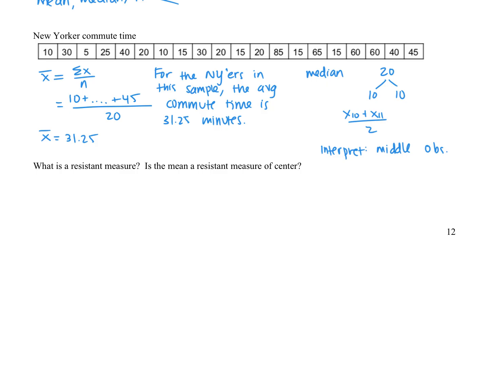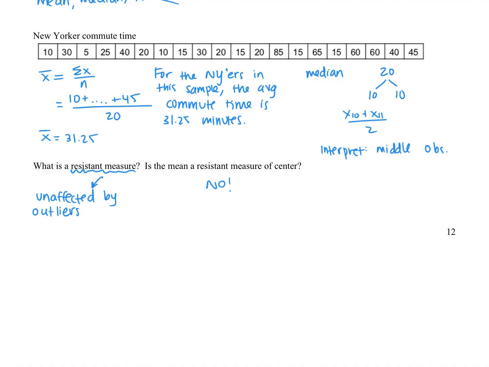Okay. A new term for us, but that should probably be intuitive, is a resistant measure. A resistant measure of anything is unaffected by outliers. Do you think mean is resistant? No. Definitely not.